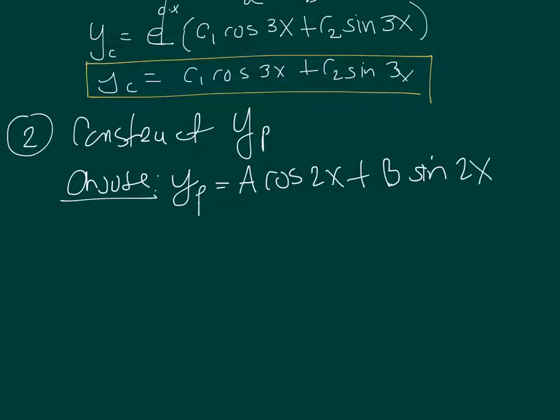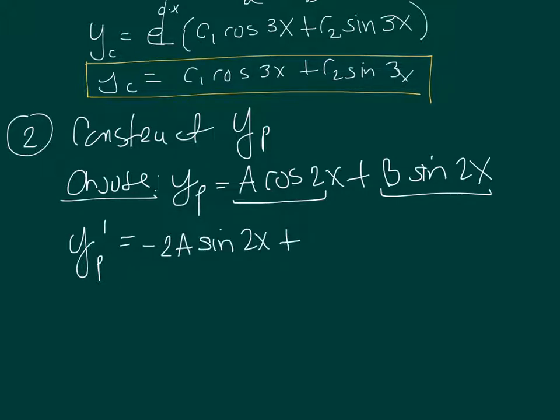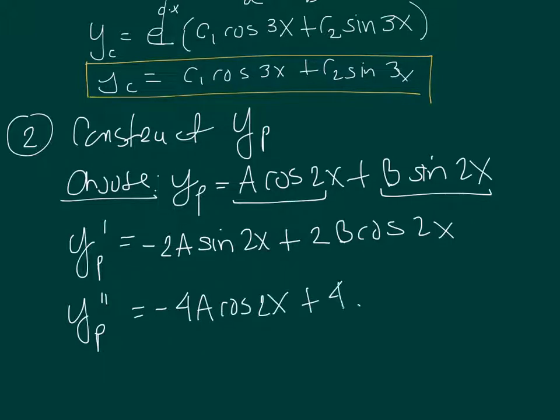Okay, so let's differentiate. And we have y prime. So this is just chain rule. It's going to be negative 2a sine 2x plus 2b cosine 2x. And then we have y double prime, which is negative 4a cosine 2x plus, actually it's going to be minus, so let's just go ahead and write minus 4b sine 2x. And hopefully I didn't make a mistake: sine, cosine, sine.